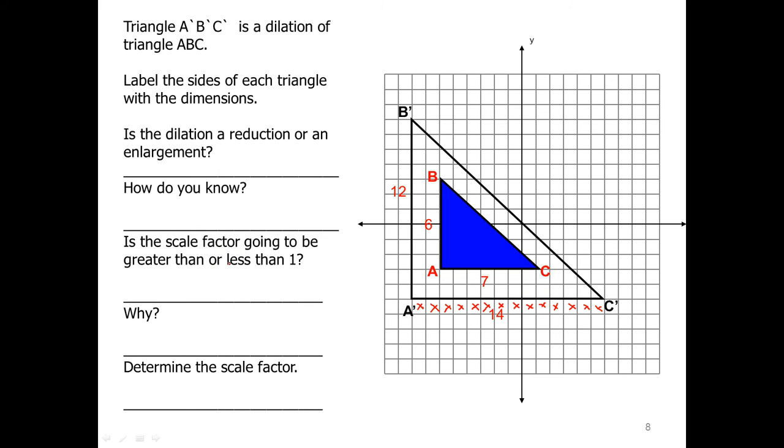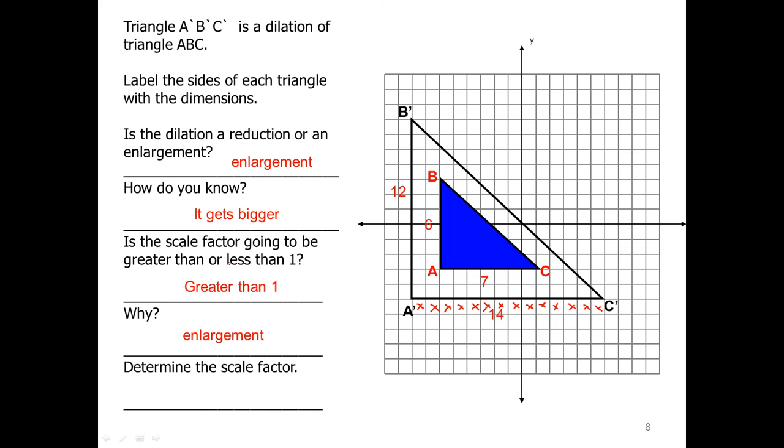So, is the dilation a reduction or an enlargement? Well, let's remember which one is the new figure and which one is the original. It's an enlargement because the A prime, B prime, C prime is the new figure. How do I know? Because it gets bigger. Is the scale factor going to be greater or less than 1? It's going to be greater than 1 because it's an enlargement.